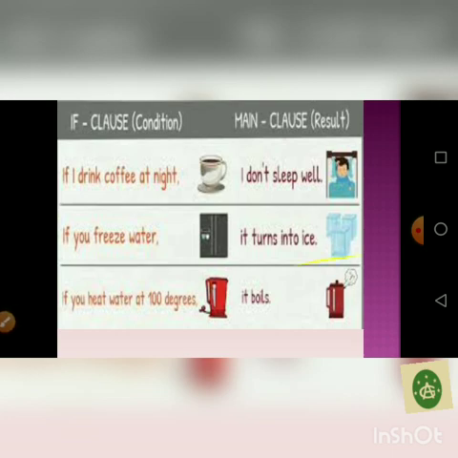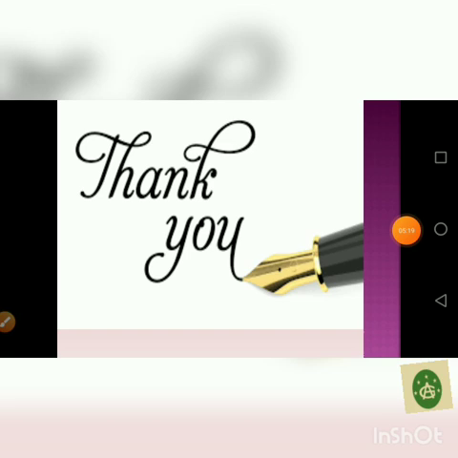Condition and result. That's all for today. I hope you have understood the type 0. We will be doing conditional type 1 after this.